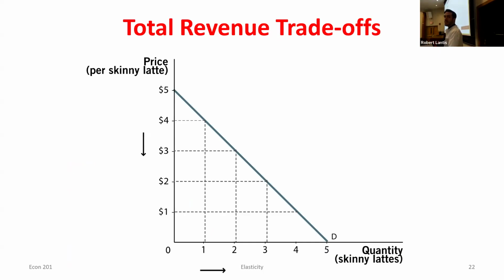Let's say I charged a price of $4. How many units would I be selling? Well, at $4, the point on the demand curve is a quantity of 1. So what would my total revenues be? 4. If I lower the price to 3, how many dollars am I losing on that first unit? I was selling it for 4, I'm now selling it for 3, so I've lost $1.